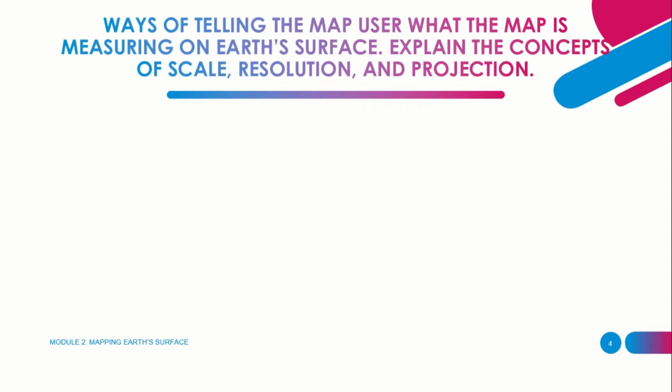Second is the ways of telling the map user what the map is measuring on Earth's surface, and then explain the concepts of scale, resolution, and projection. There are different ways of measuring a map depending on the projection. In this case, we have three projections: conical, planar, and cylindrical. Moreover, these projections use different measurements such as time zones, equal distancing, and aeronautical purposes.